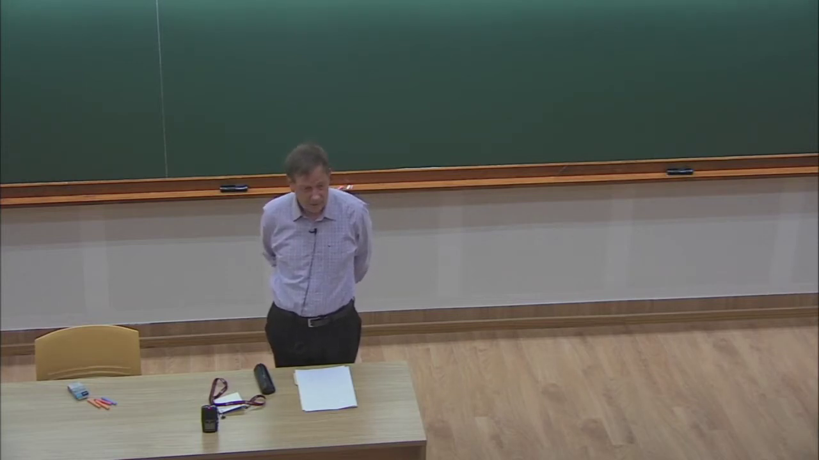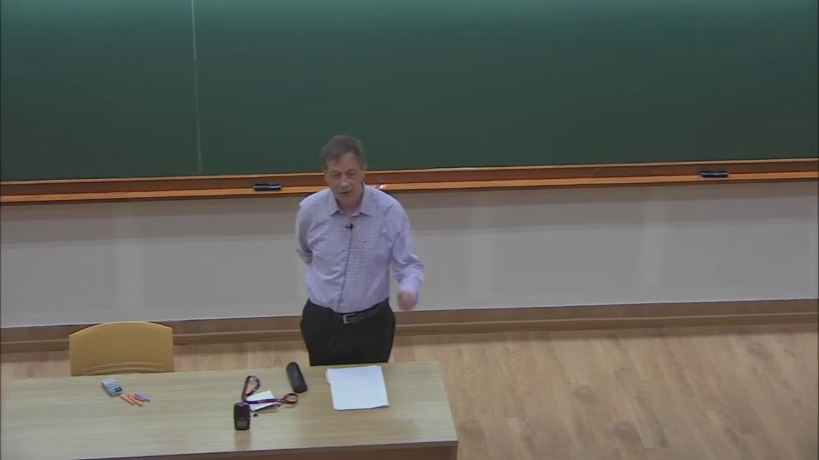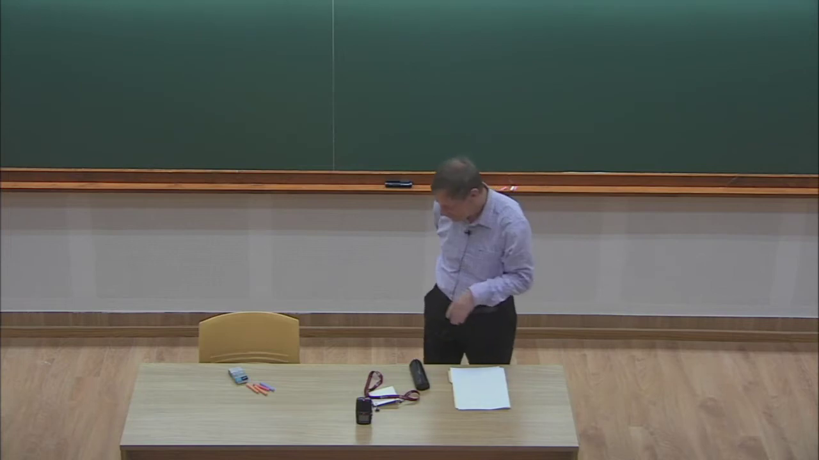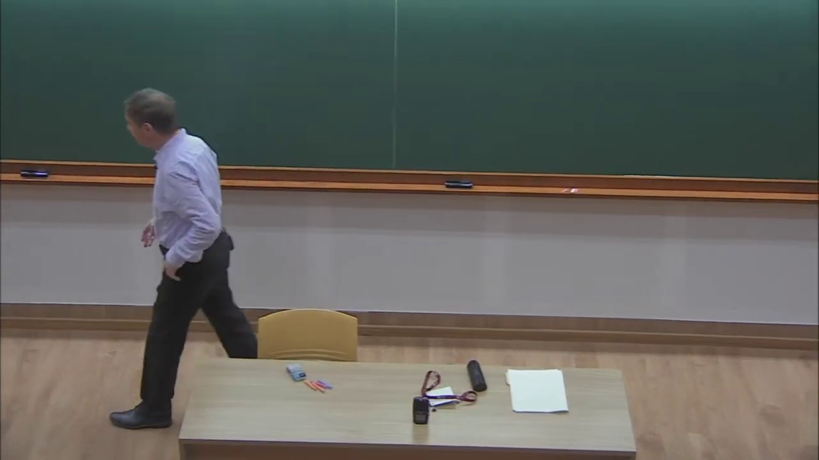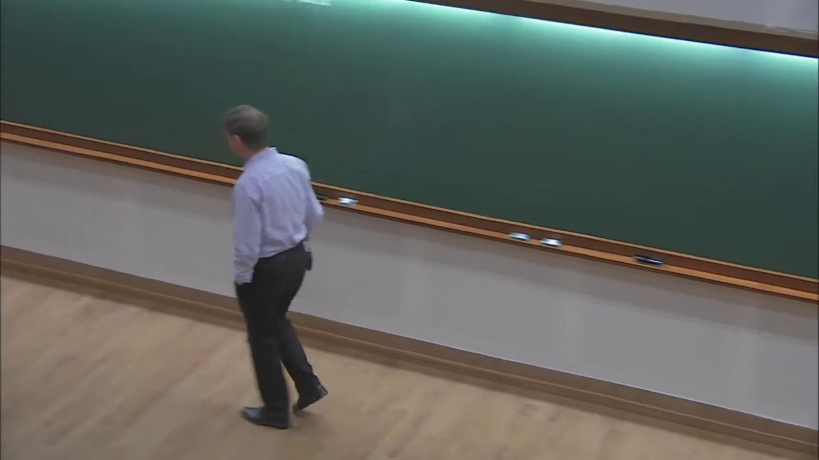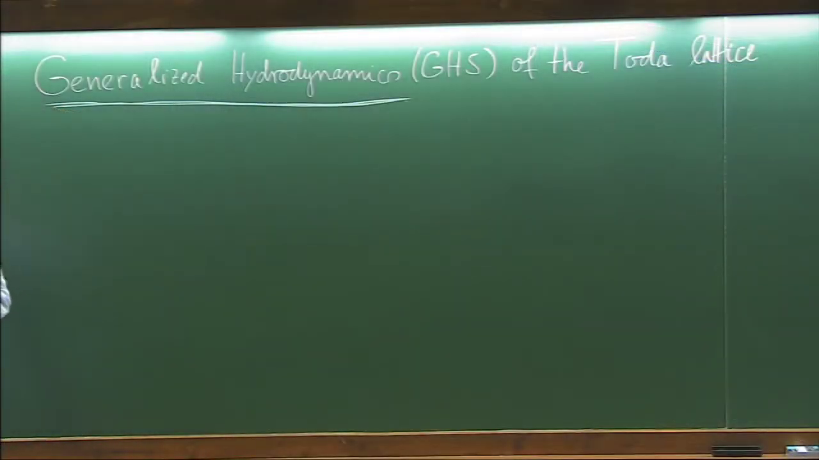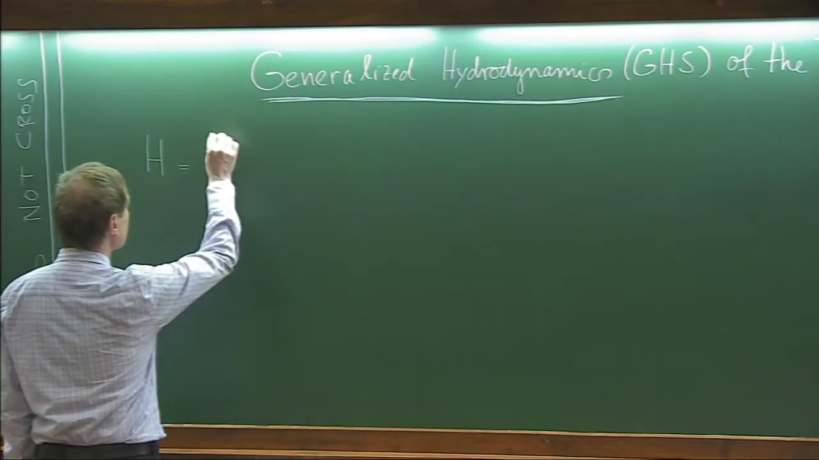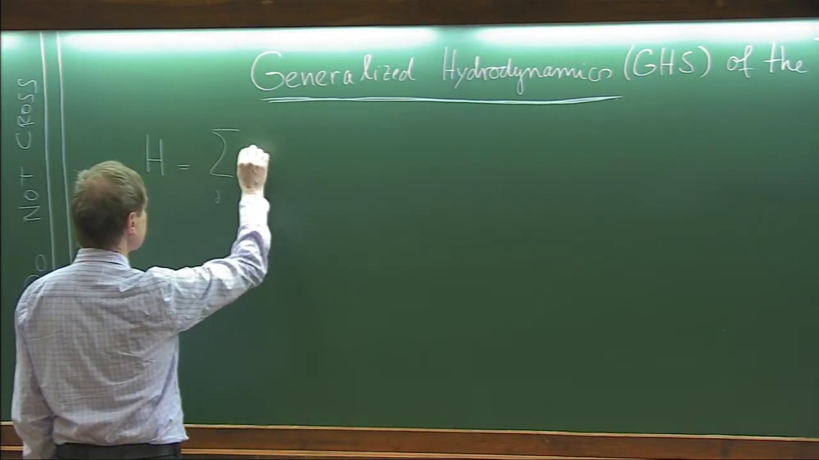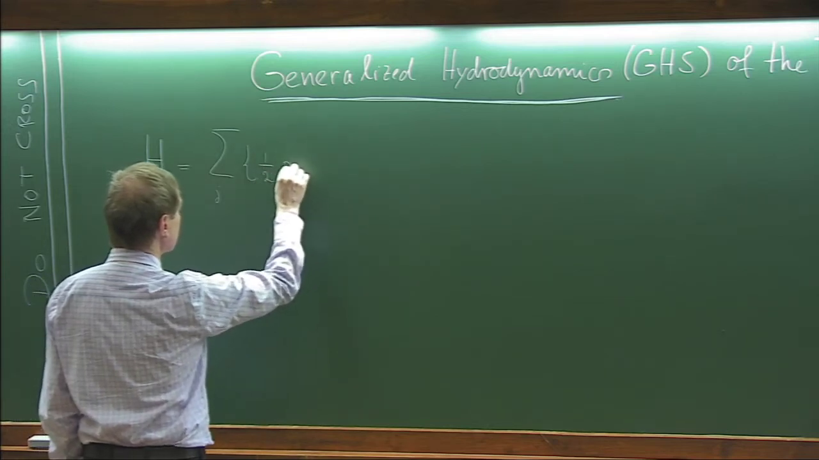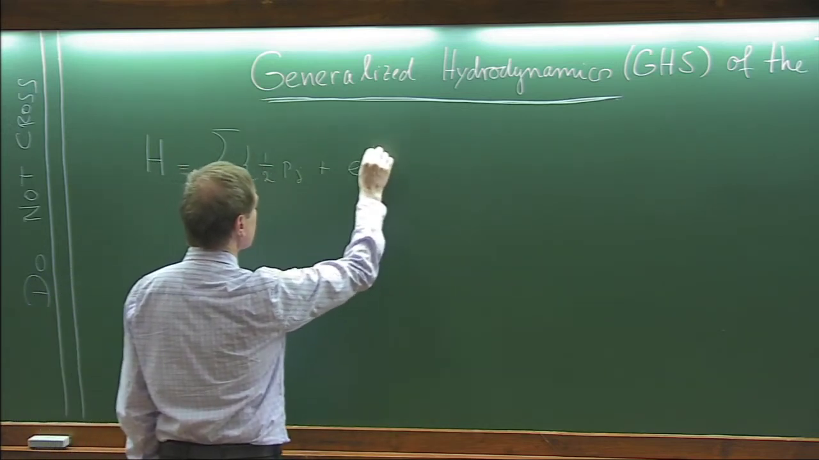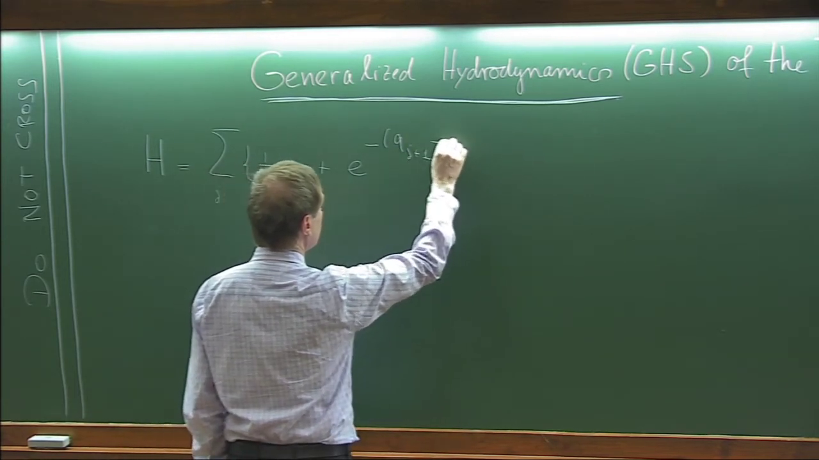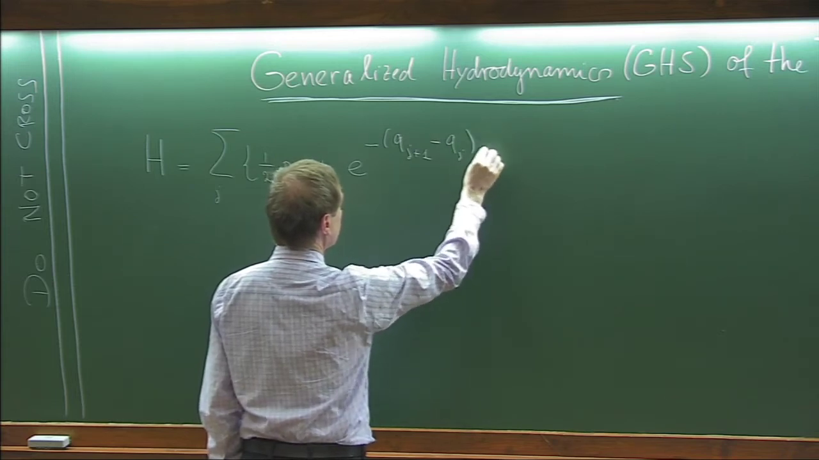Okay? And the good news is that during this talk there will be only one single Hamiltonian. I'm just going to look at that one system, okay? And the Hamiltonian is very simple. So let me just write down first the Hamiltonian. So you have Hamiltonian H. It's a lattice system, so you take a summation over j. You have the kinetic energy, and then you have an exponential interaction. And that's how it is.